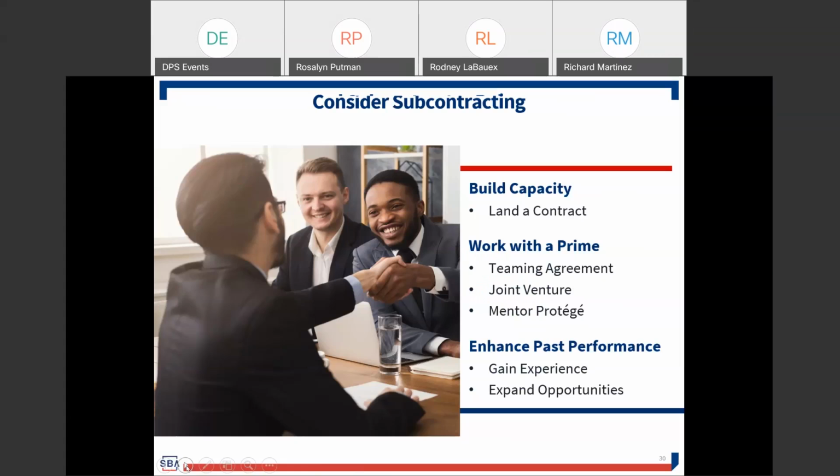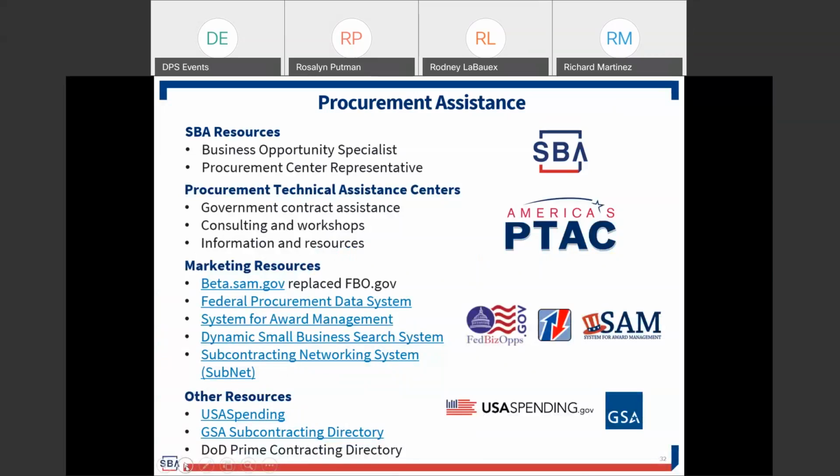Okay. So then there's the prime and the subcontractors. Under the 8A program, you are a prime contractor on contracts, but always consider subcontracting with a prime contractor. That's where you gain your experience. You're building capacity. You can work with a prime via a teaming agreement, a joint venture, or mentor protege. Enhance your past performance, gain experience, expand opportunities.